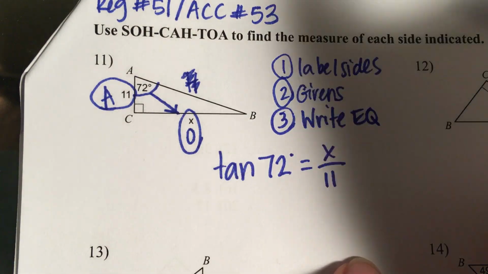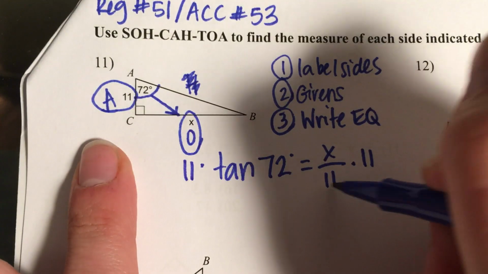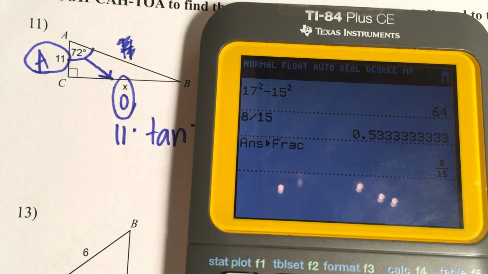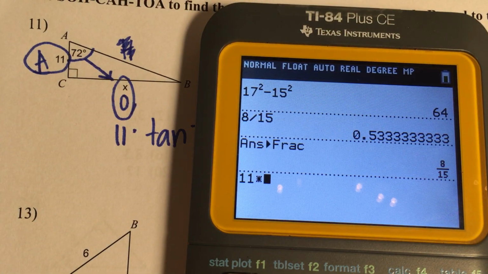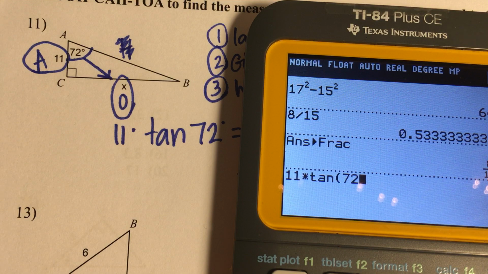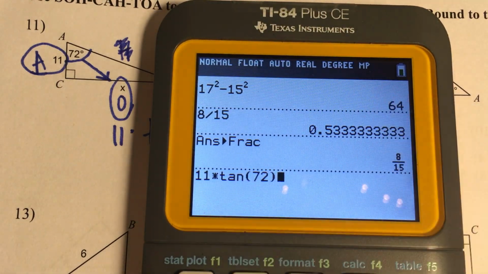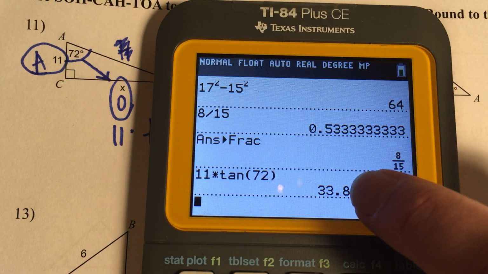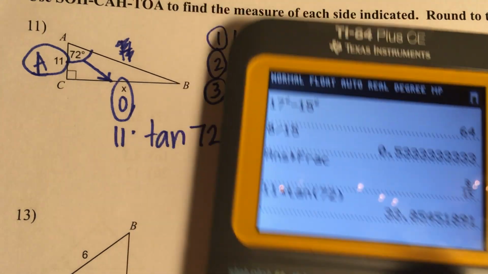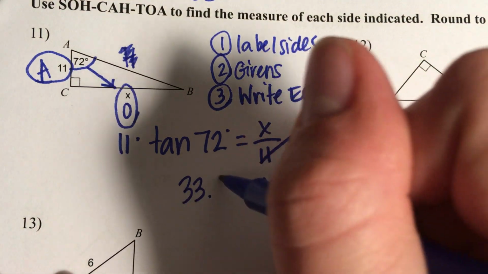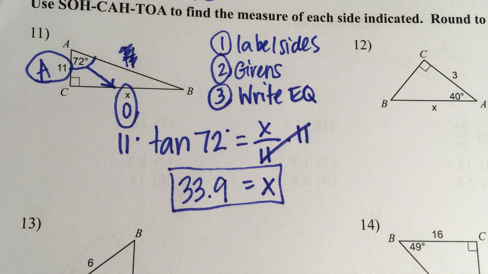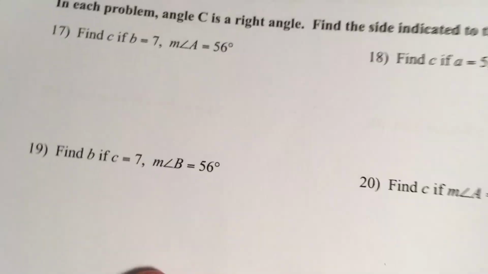I need to get x by itself, so I'm going to multiply by 11 on both sides. So I have just x over here, and then in my calculator, I'm going to do 11 times tangent 72. I'm going to check that it's in degrees, which it is, and I get 33.85. I'm going to round to one decimal place, so 33.8, and the 5 is going to turn the 8 into a 9, so 33.9. I'm finding a side, so it's not degrees. That would be my answer for number 11.